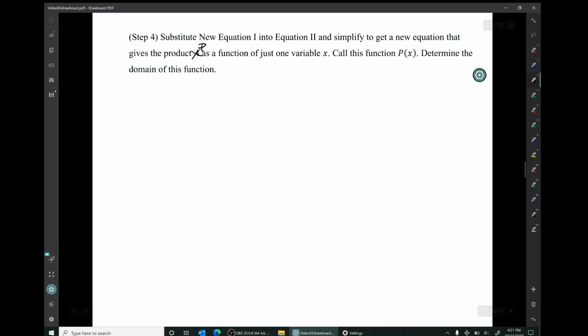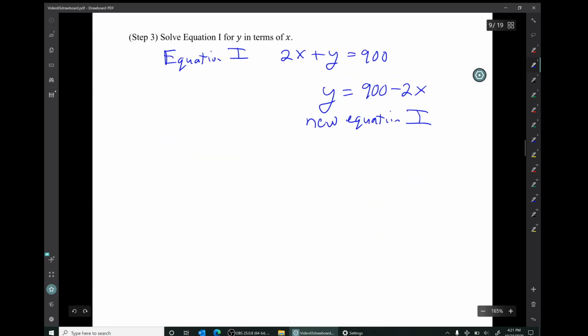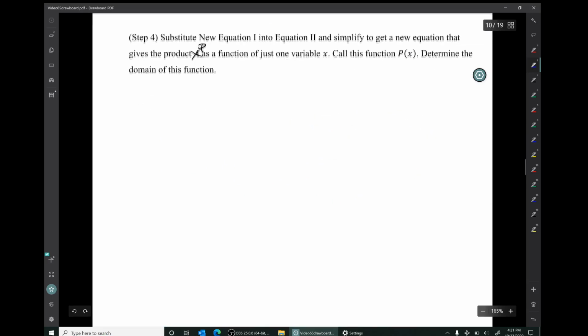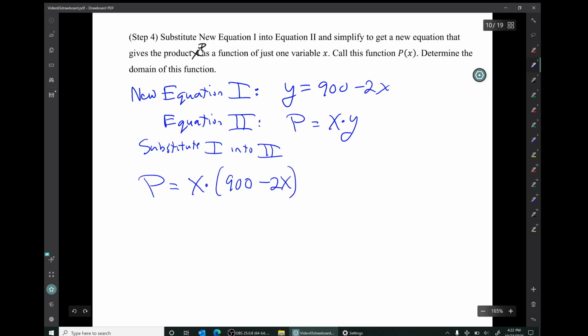Okay, so let's look at our equations again. Equation 2 says capital P equals xy. That's equation 2. And equation 1 says this. So there's an equation that has just p on one side and then a bunch of stuff involving x on the other side. So this equation actually describes p as a function of x. So let's use function notation.